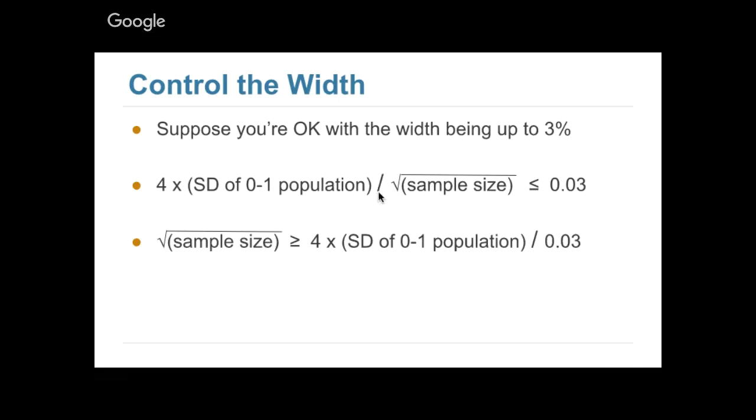So this equation right here relates my sample size with everything else. If I solve for the sample size, this line right here is just rearranging the terms so I get the sample size on one side. You can do that yourself with some algebra. What I get is the square root of my sample size should be greater than 4 times the standard deviation divided by 0.03. So if I can solve for the sample size, I can get the sample size that I need to make my confidence interval smaller than 0.03.